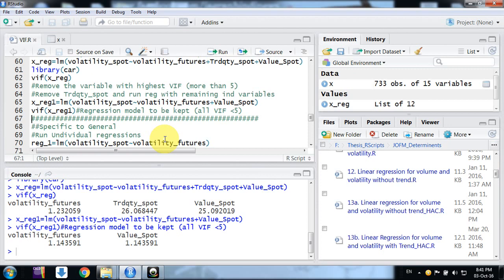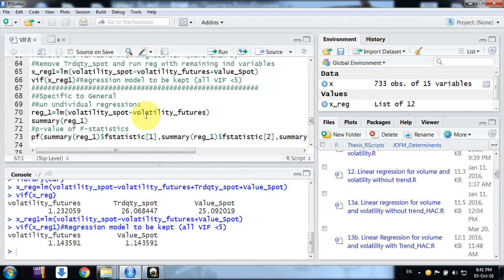So this is the way friends we do general to specific regression. In the next video I will discuss how to do specific to general regression.